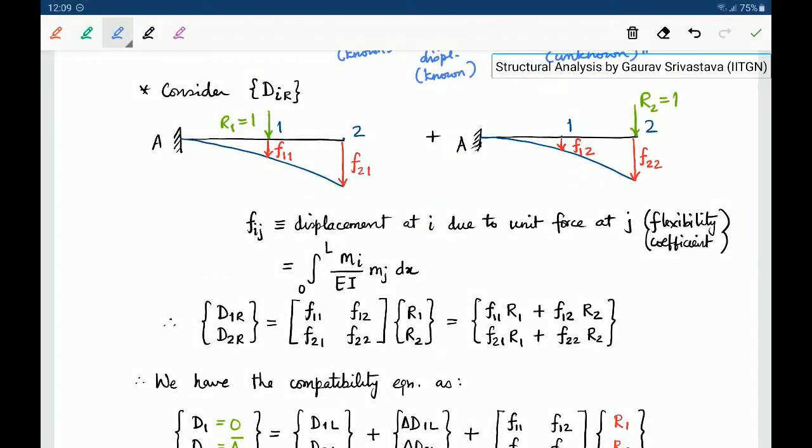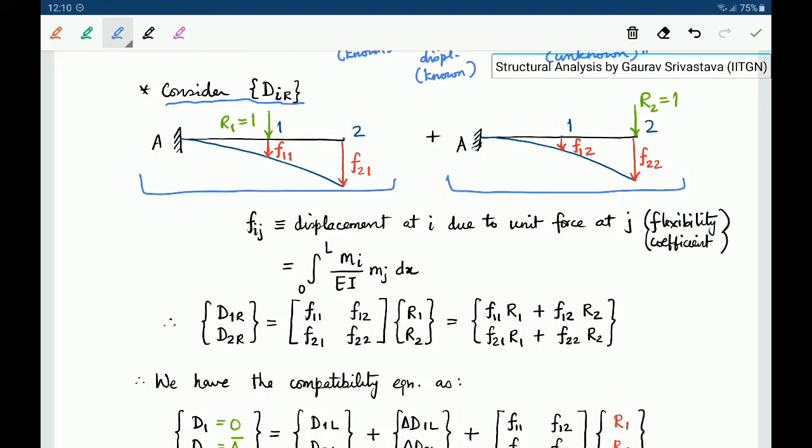Now let's consider the calculation of DIR, or the displacements due to the redundants. Here we will use the idea of the so-called flexibility coefficients. Let's consider two structures, again the same primary structures that were considered earlier. In the first case we apply R1 equal to 1, a unit load at coordinate 1, and we calculate the displacement at points 1 and 2. In the second case we apply R2 equal to 1, a unit load at the second coordinate, and again we calculate the displacement at the first and second coordinate.